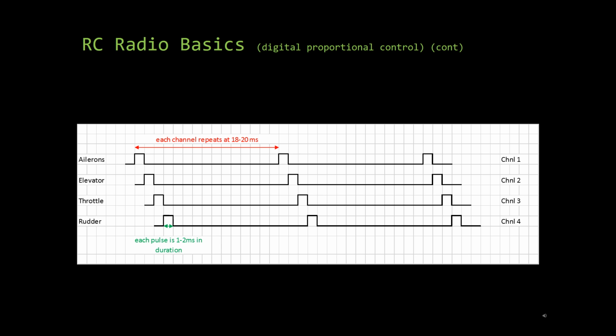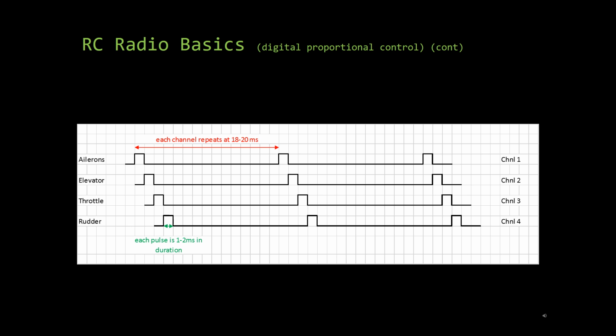So what they do is they take a 1.5 millisecond pulse as the middle of the control throw. So if the aileron channel was outputting a 1.5 millisecond pulse, there would be no commanded roll. In other words, all the control surfaces would be neutral. The same is true for the elevator.